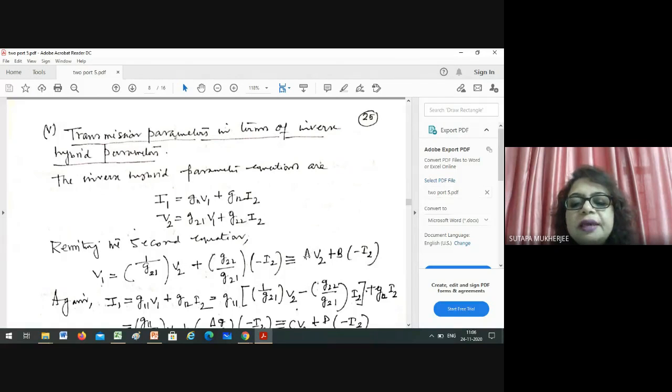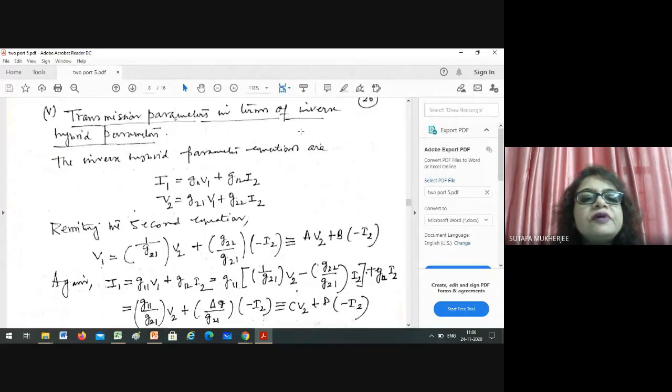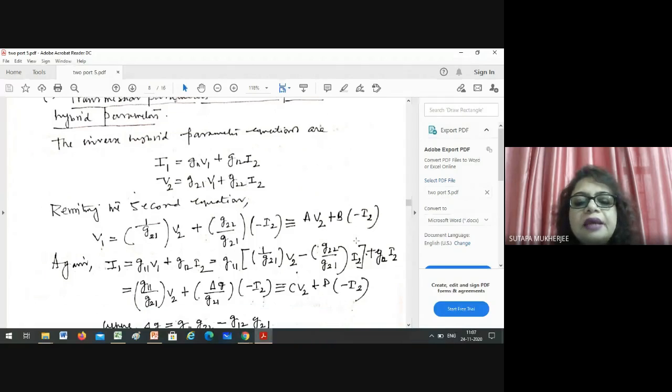So what is A? A equals 1 by G21. What is B? G22 by G21. Actually, inverse hybrid. Something wrong, I think. Inverse means it will be A dash, B dash, right? Hey, are you listening?